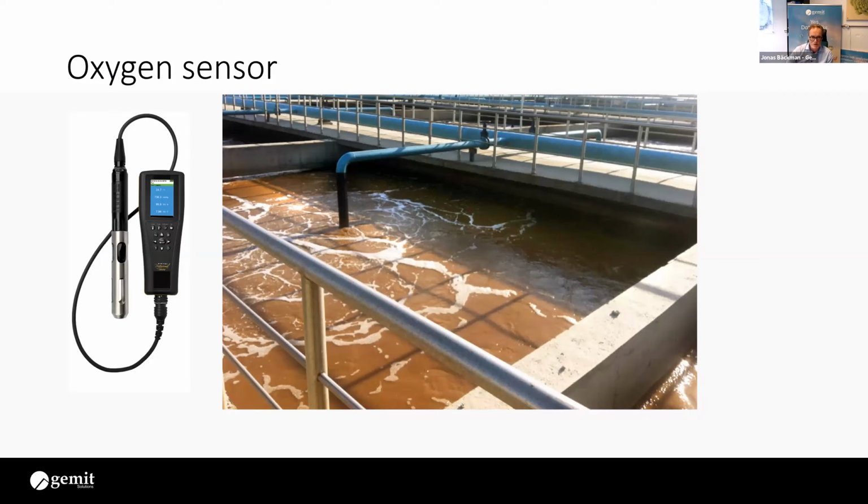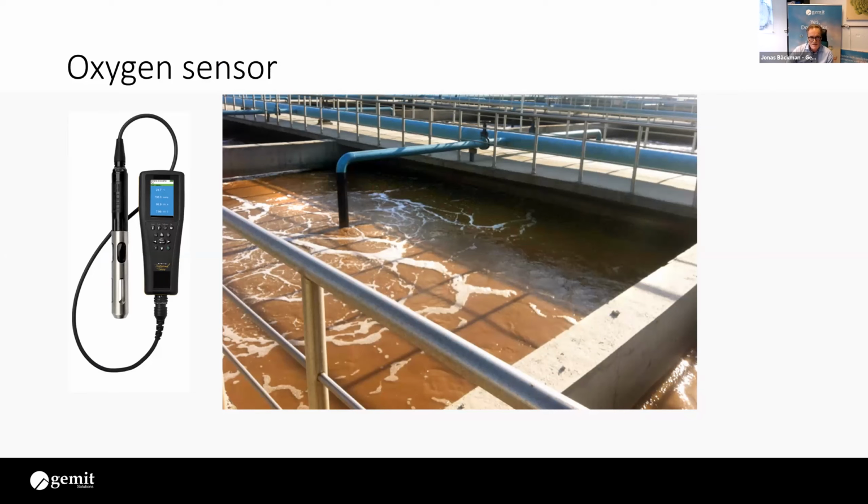So the first use case, we will talk about an oxygen sensor, which of course measures the amount of oxygen in wastewater in this case. And the sensor is connected to a SCADA system. That's a data acquisition and control system, typical industrial systems. And as you can see, it's really a tough life to be an oxygen sensor in water like this.